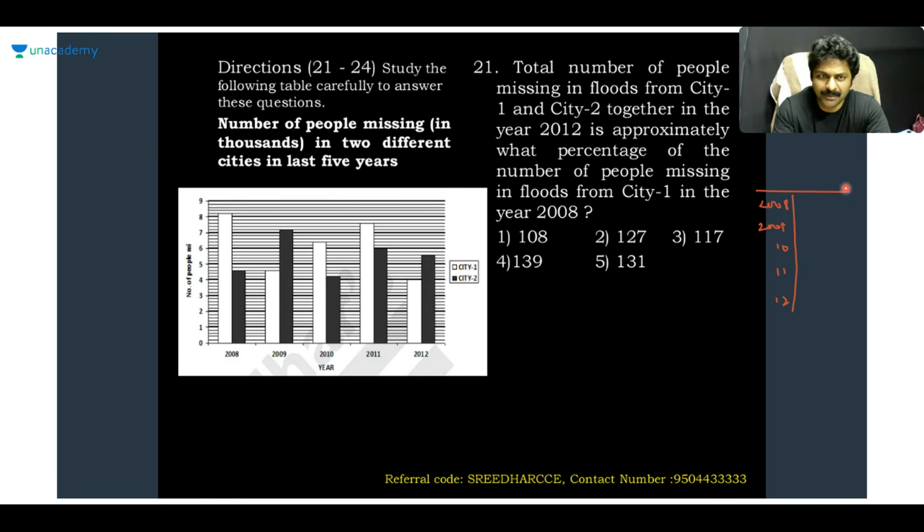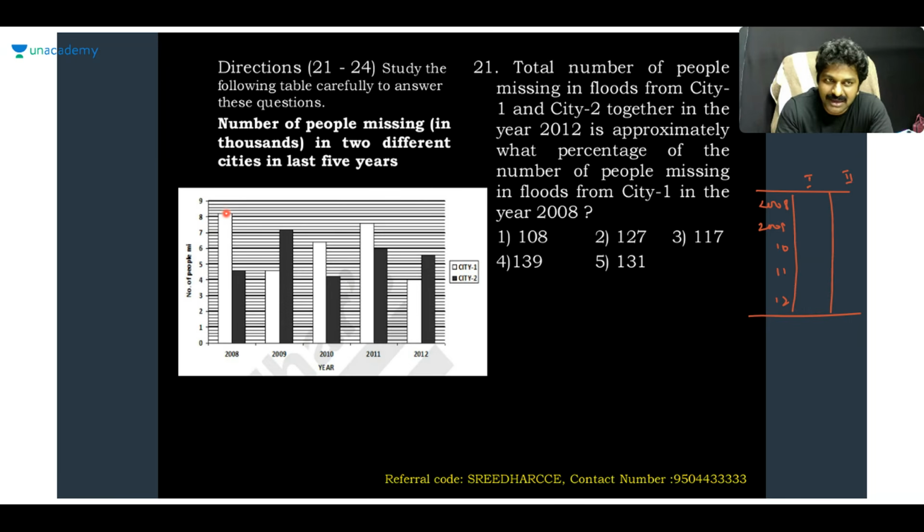And then city 1 and then city 2. For the first question, you need to spend probably a minute, but it helps you a lot. All the values are given in thousands. 8,000, 9,000. 1,000 gap we have. But between 1,000, there are 5 lines. So each line is 200.